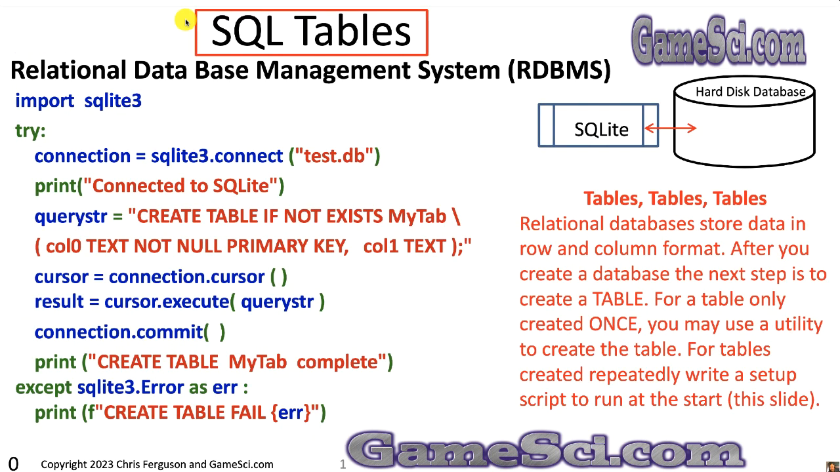SQL tables. Relational databases store data in row and column format. After you create a database, the next step is to create a table. For a table only created once, you may use a utility like PHPMyAdmin to create the table. For tables created repeatedly, write a setup script to run at the start. This slide, we're going to look at writing that setup script.